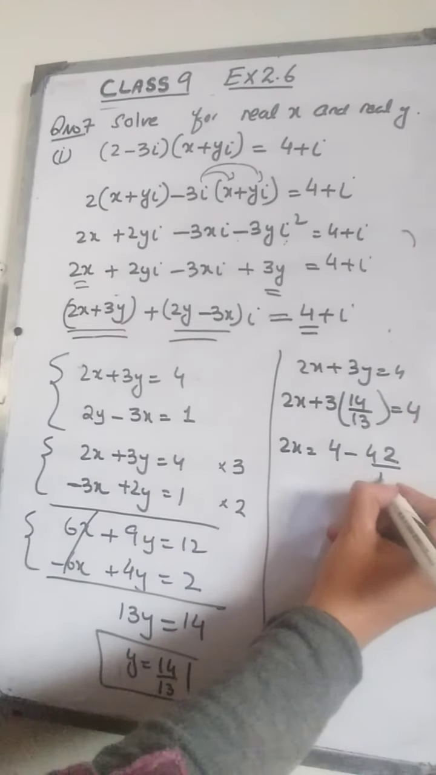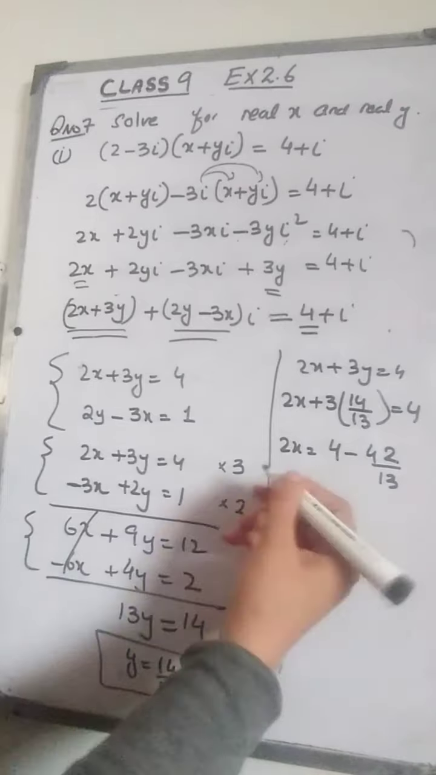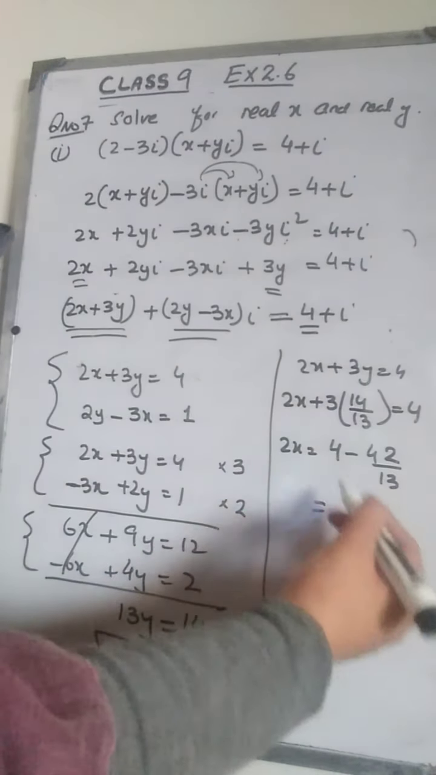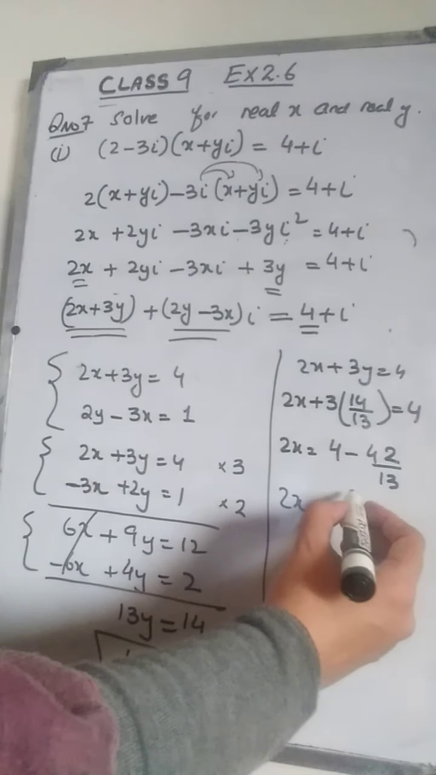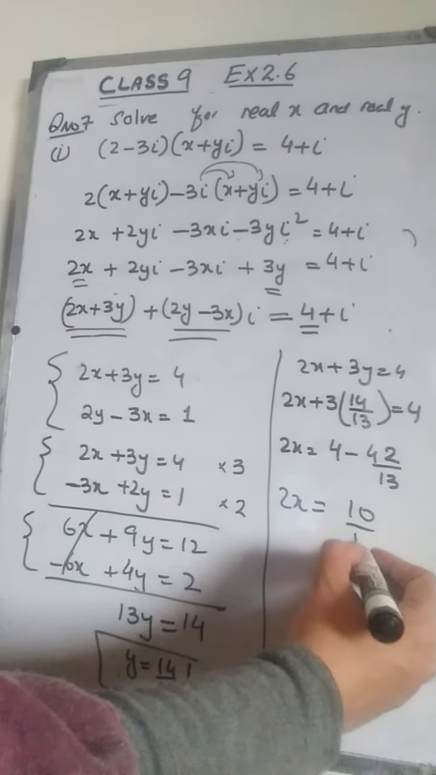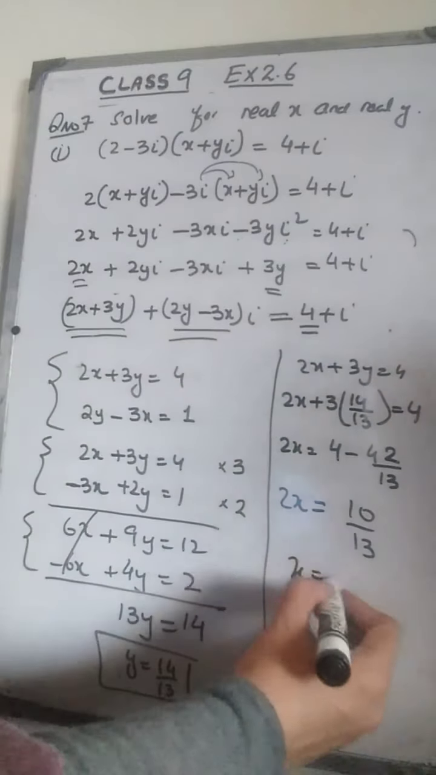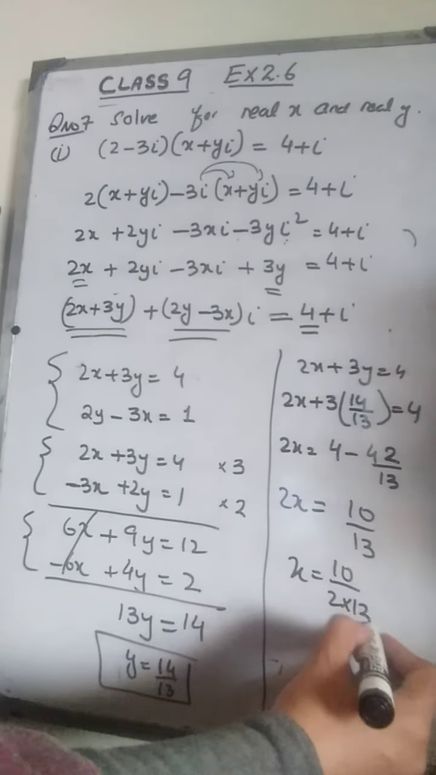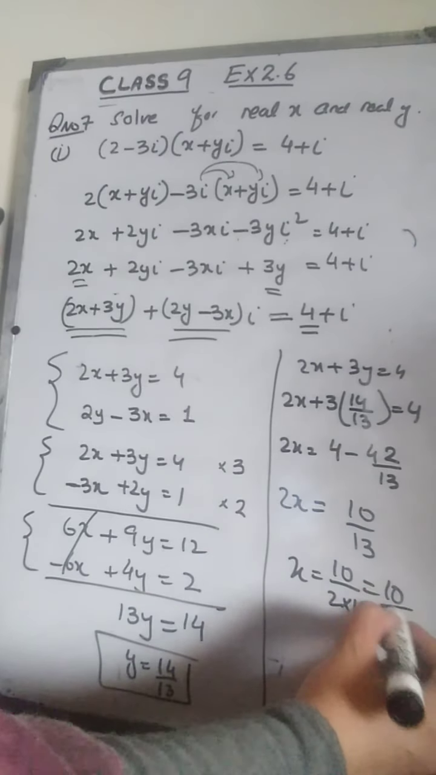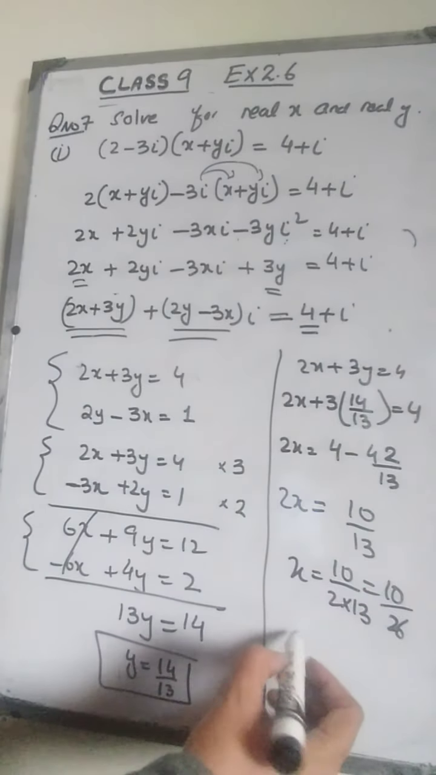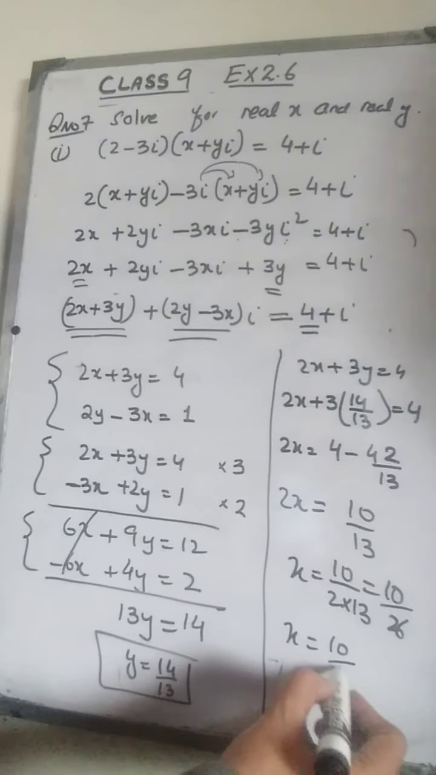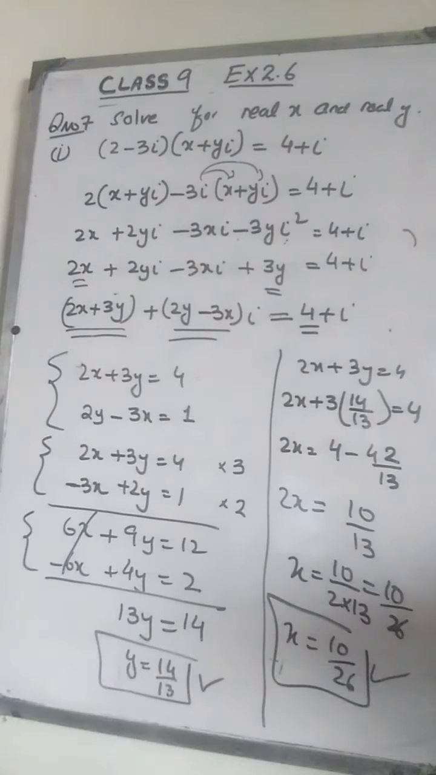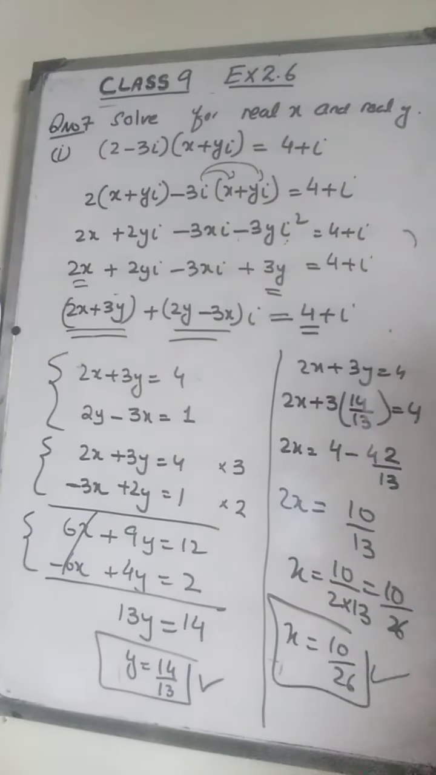This will be 42 by 13, and then after subtracting these, after taking the LCM and calculating, we are going to get 2x is equal to 10 by 13, and x will be equal to, dividing 2 on both the sides, 10 over 2 into 13, which is equal to 10 over 26. So x will be equal to 10 over 26. So these are the values of x and y which they have asked us.